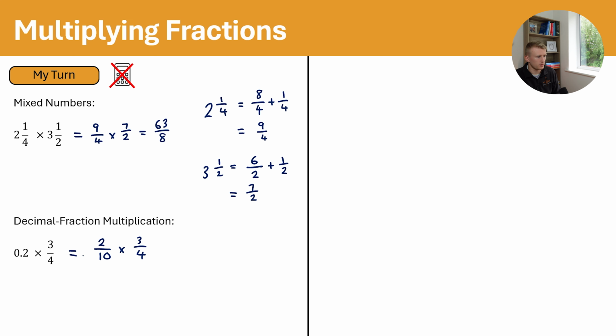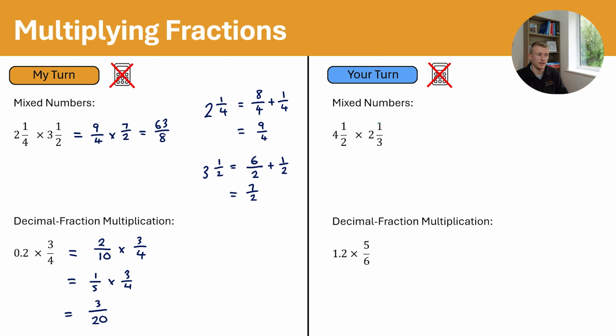And what I'll do is I'll simplify the 2/10 to 1/5 by dividing through by 2 on numerator and denominator. And then I can multiply my numerators. 1 multiplied by 3 is 3. 5 multiplied by 4 is 20. So that's my answer. Pause the video, give these two questions a go, and then I'll run through your answers in a second.